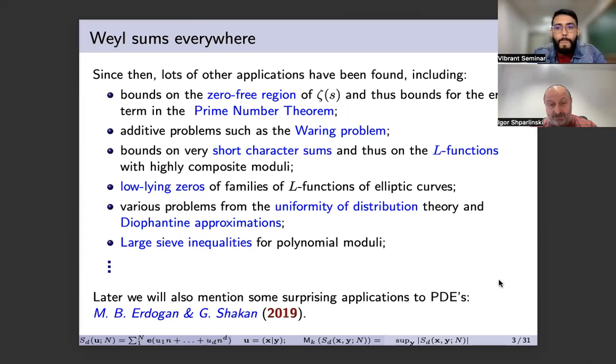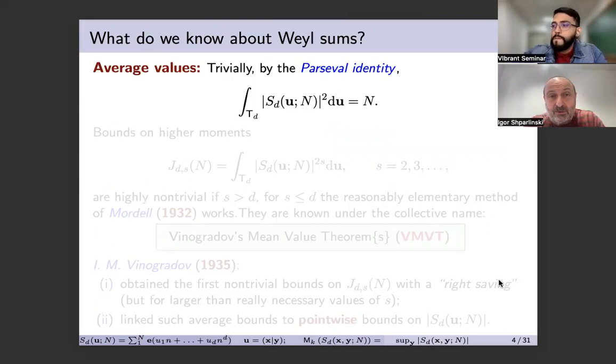Okay, so let me just start with a short summary of what we know about the Weyl sums. And of course, let's start with something very simple, namely trivially by the Parseval identity, if you integrate over the whole torus the sum with the square, you know the exact value is N. So it comes for free, but of course gives us absolutely nothing. Well, it's not quite true. It kind of indicates the average size of the sum should be square root of N, but this applies to essentially any exponential sums of this type.